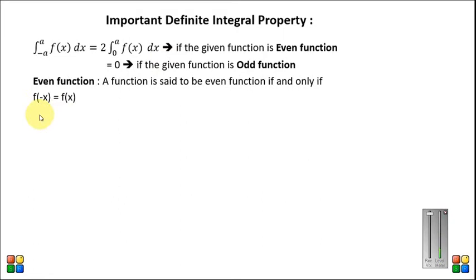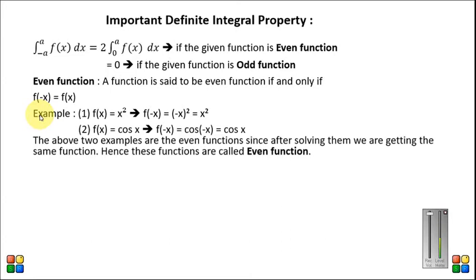You can see the example here, the function x square. After changing the variable from x to minus x, squaring gives us the same value. Therefore the given function is said to be an even function, because after substituting we get the same function. Similarly, the trigonometric function cos x is also an even function, because after putting the negative value in the variable we get the same value. That's why cos x is an even function.